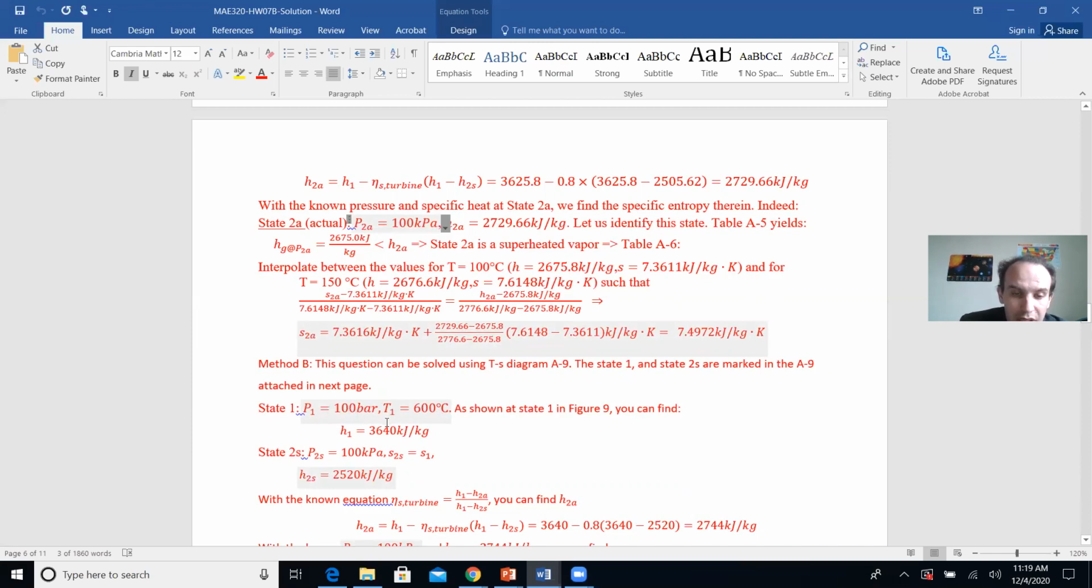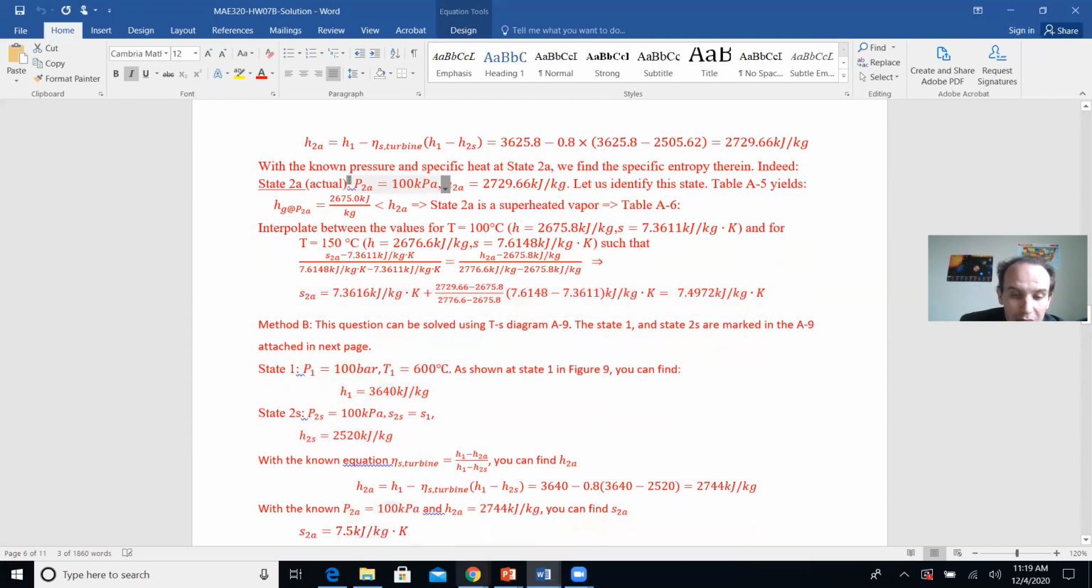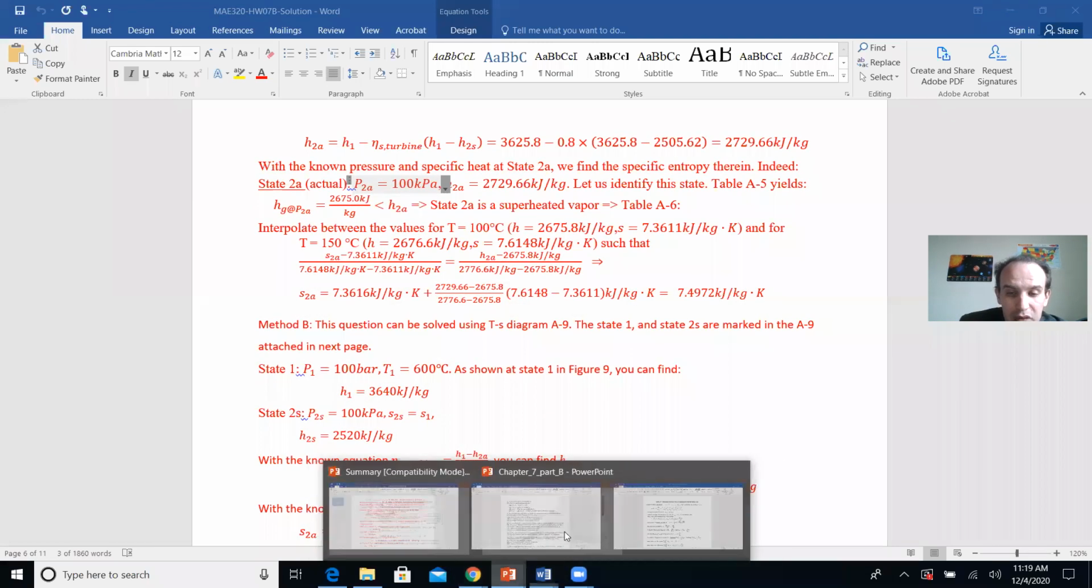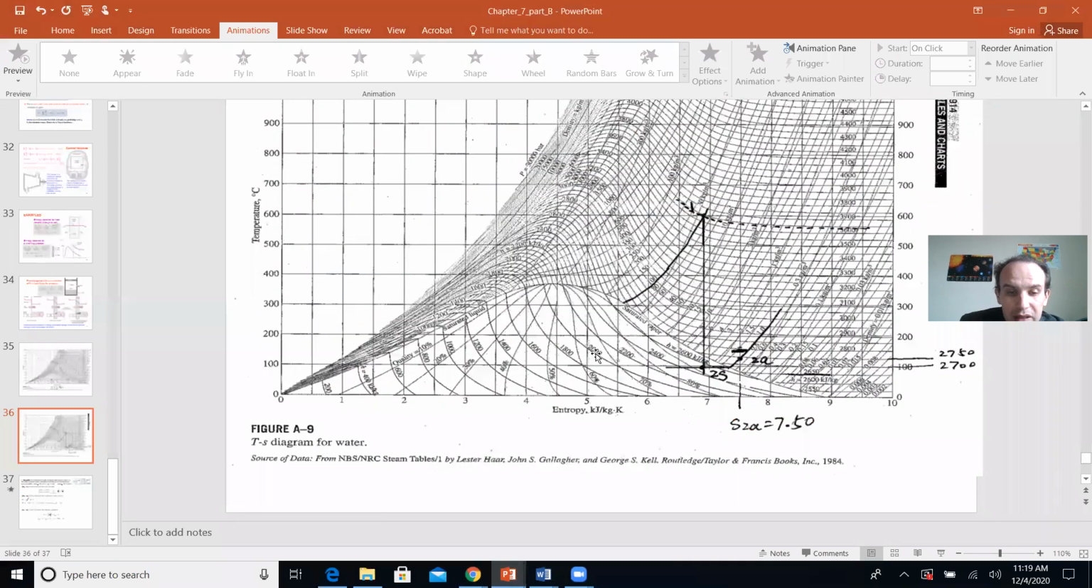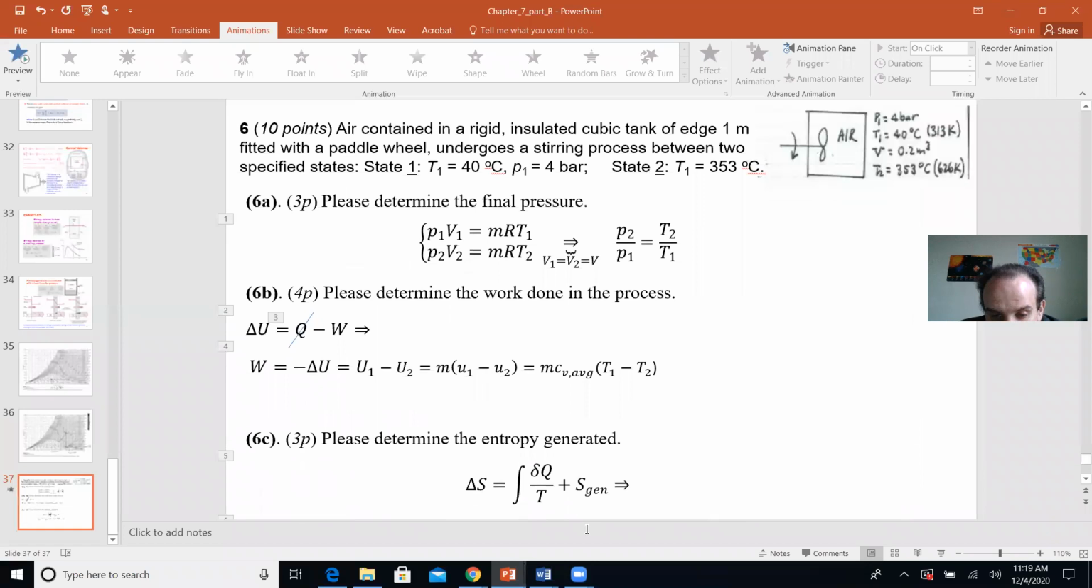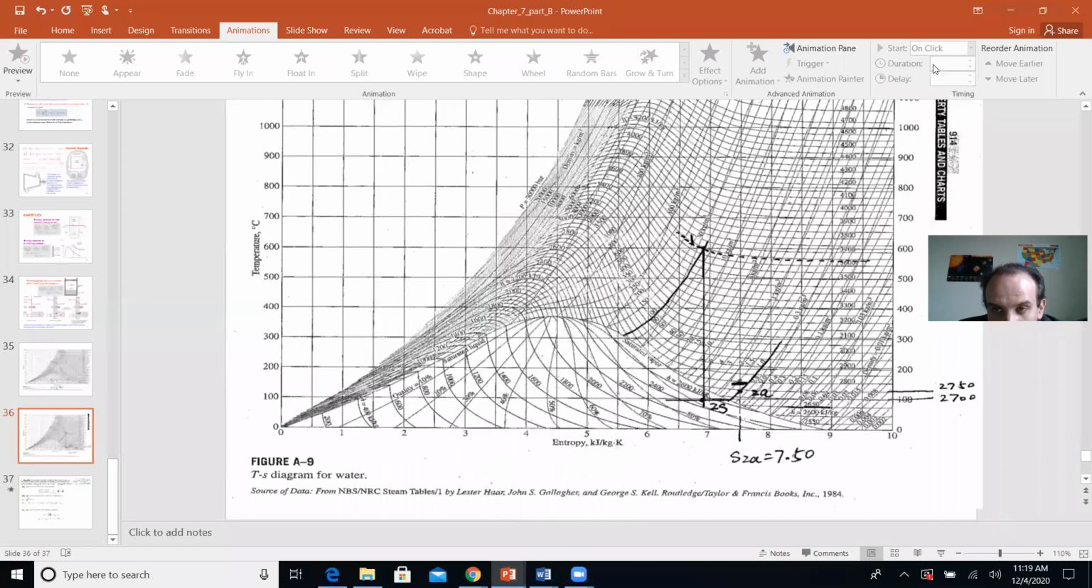Of course, you can go to a table, but a good idea is that you can actually get it from the plot, and you will get 7.5 kilojoule per kilogram. For instance, if I go here, you will see how it is. Here it is, right? So basically, you will take the pressure here.